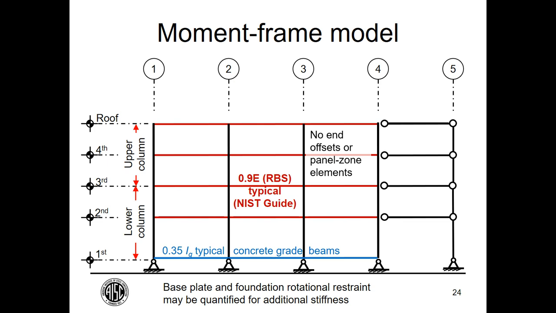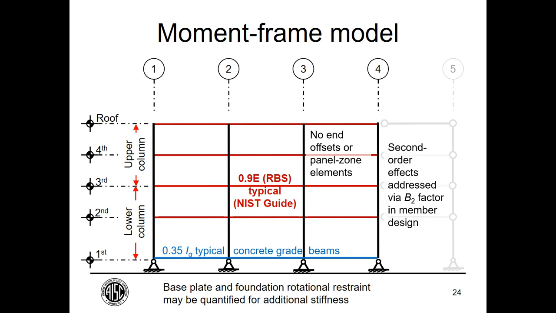And that foundation flexural restraint is reflected by a grade beam that we've put in here, with the note that when we get further along in the design, we could actually look at the rotational restraint provided by, say, a spread footing or whatever foundation system we put there. The second order effects are going to be addressed by calculating the B2 factor rather than modeling a leaning column in our analysis. We could do it either way, but I think for clarity we'll do it by the B2 factor.